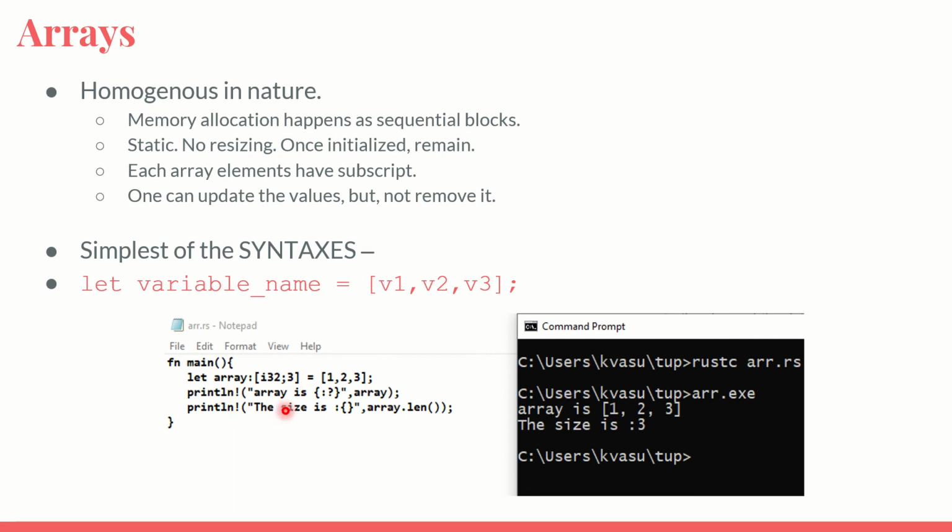Now when I try to print the array, I get the complete content of the array printed as array is [1, 2, 3]. But when I want to get the size of the array, I can still get it using array.len(), and you can see that out here the size is 3. So how did we declare it? Very simple. let variable_name = [v1, v2, v3]; Similarly, when I want to access it, I can access it by the name of the array. The name of the array here is given as array, and I can access it through that. When I want to obtain the length of the array, it's pretty simple. I can use array.len() and I can still access it.